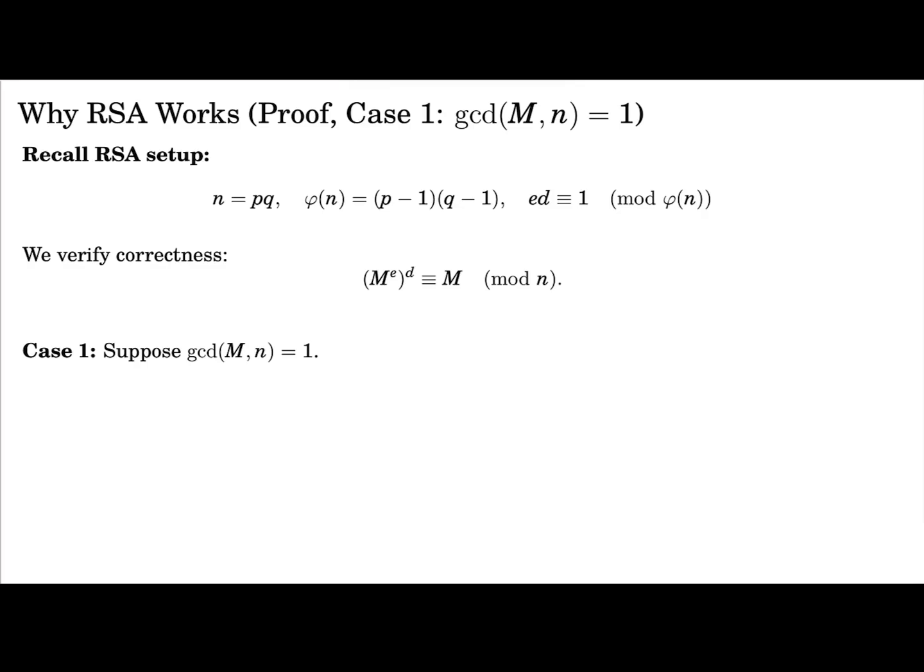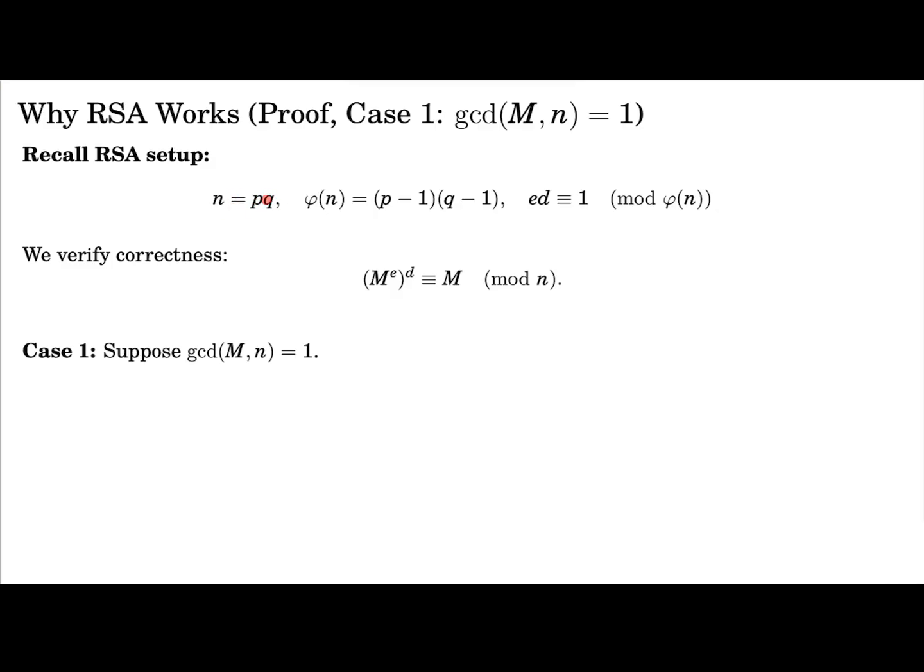Let's see why RSA works. Why is it that by doing the RSA operations, you're actually able to decrypt the message? Let's recall the setup essentially. You had your two primes, P and Q, that Bob knows.